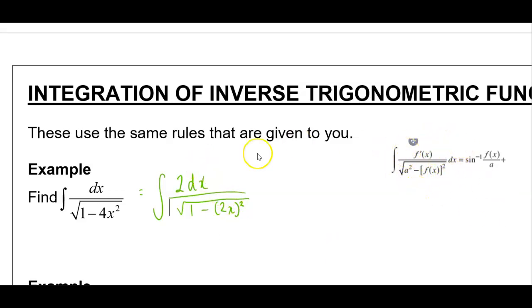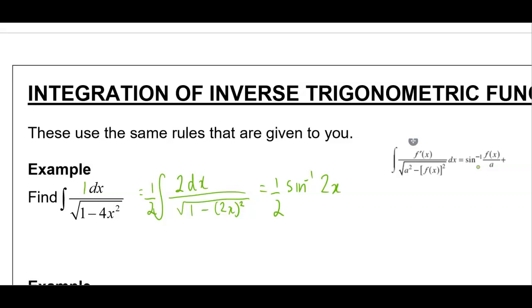But our question, we've just made 2 times bigger. So I need to have basically a 1 up the top, so I need to halve it. So the half and the 2 will now give us that 1. So that's the format that we're working in. So the half is going to stay there because I've halved my integral, but my integral here matches with this one here. So we're just going to write sine inverse of the function, which we said was 2x, over a.